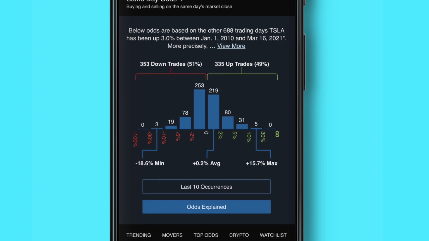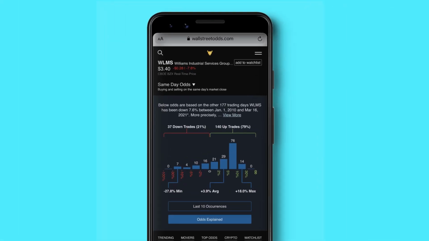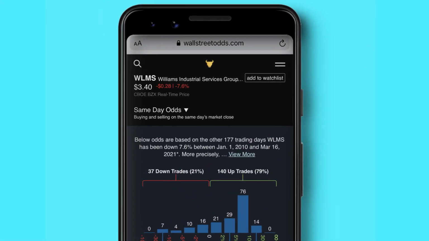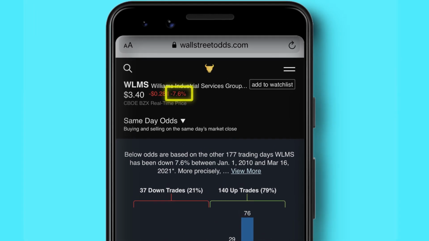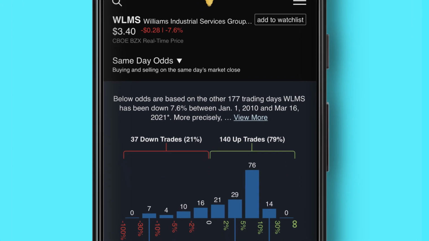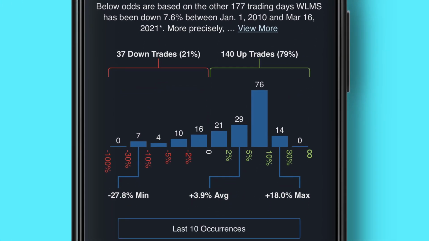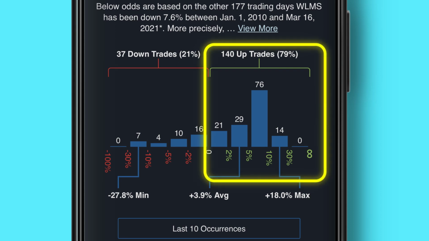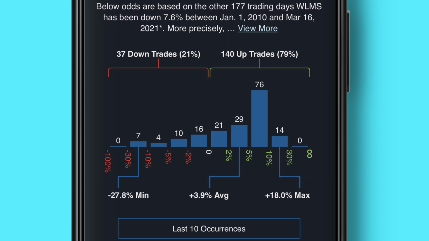However, some graphs display more of a skewed distribution. A good quick example of that is for Williams when their stock is down 7.6%. As you can see, a lot of the returns following this drop of 7.6% are actually accumulating on the right side of the graph. Hopefully, it's easy to see how this distribution is much different from the one we just saw for Tesla. In this specific case, it seems Williams has been a good buy the dip stock in the past.